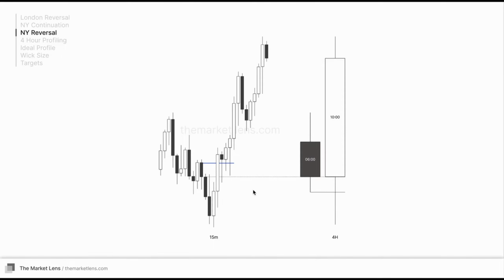In a 10 a.m. 4-hour New York reversal, we will be trading within the hours of 10 a.m. to 12 p.m., trading away from 1-hour or 4-hour key levels that form the high of day or low of day. In order to participate within the 10 a.m. 4-hour New York reversal, the 10 a.m. 4-hour candle must support expansion. If not, we simply skip the day.